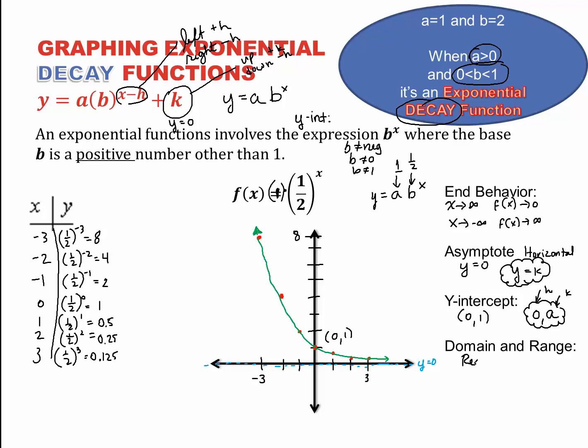Domain is all reals, because the function exists when x is negative and when x is positive. And your range, the function only exists for positive y's on this one. So y has to be greater than 0, right, because the asymptote is 0.